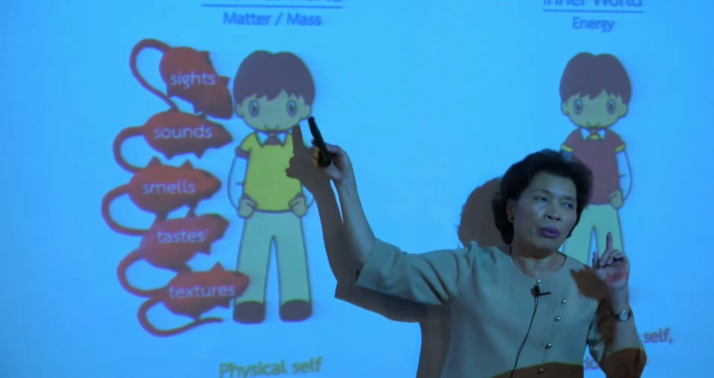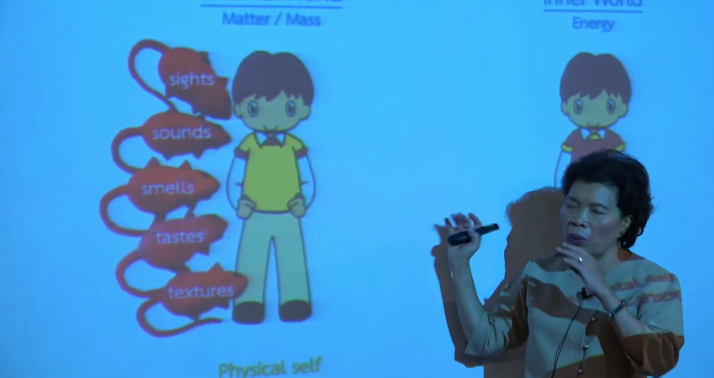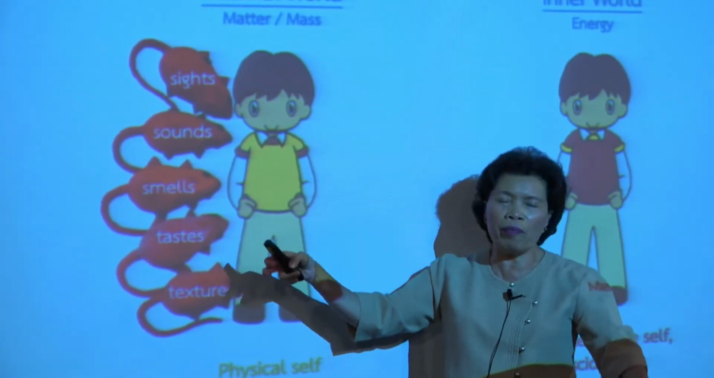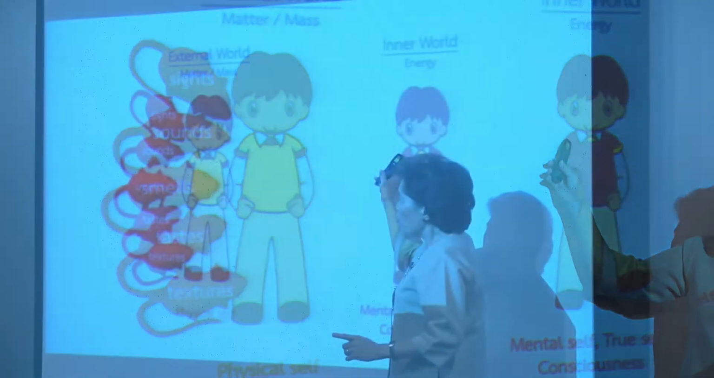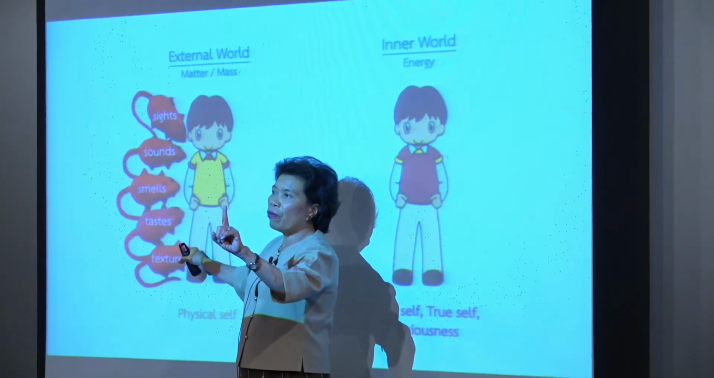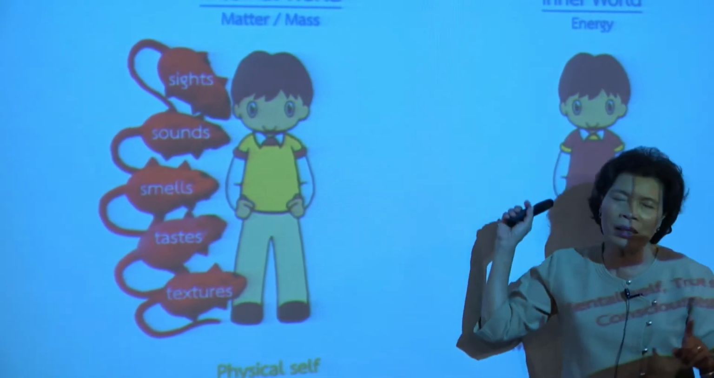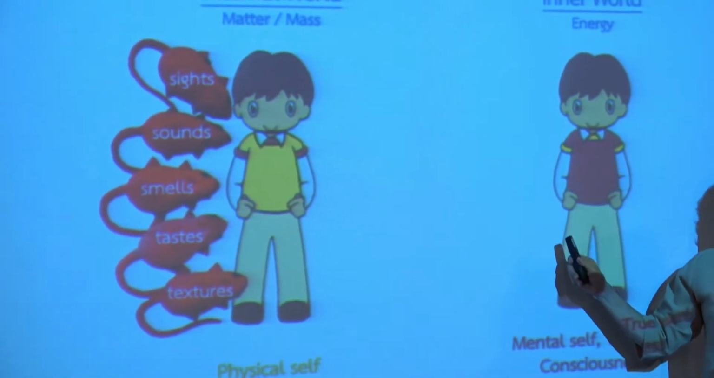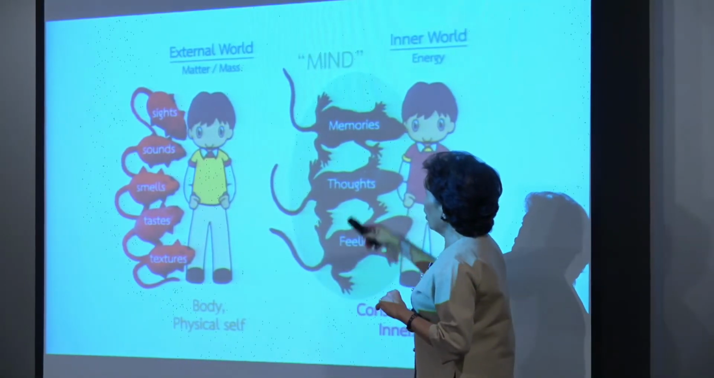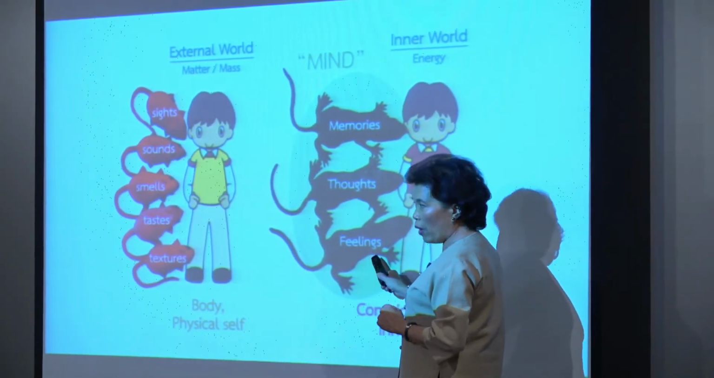So from the material world, when it enters the inner world, the energy world, it will dematerialize, reduce from the material form and turn into the energy form. So from these 5 minds or 5 Jerrys, once they enter into the inner world, they will be reduced to 3 Jerrys, which are your memories, your thoughts, and your feelings.